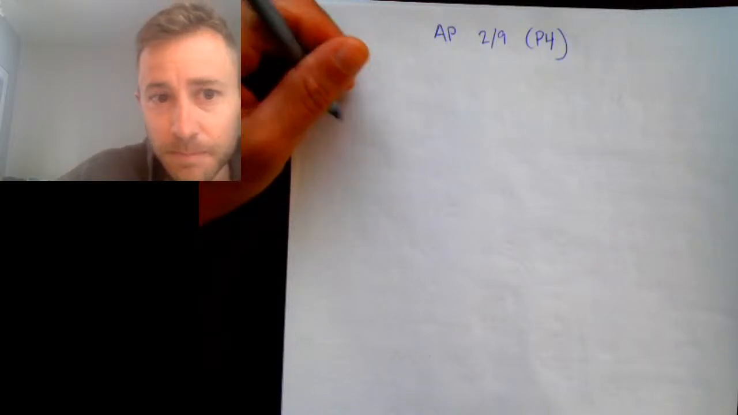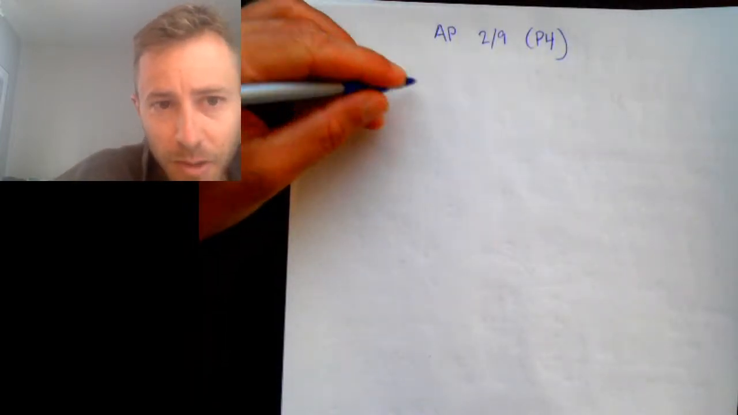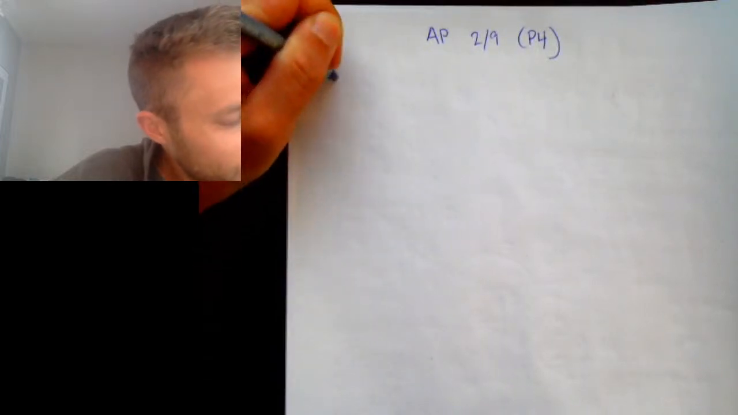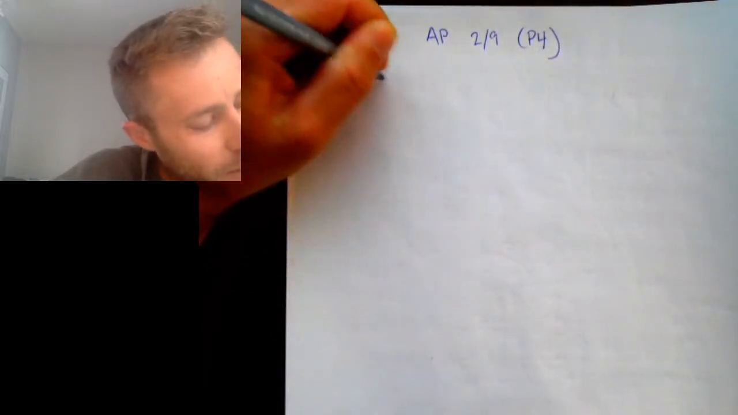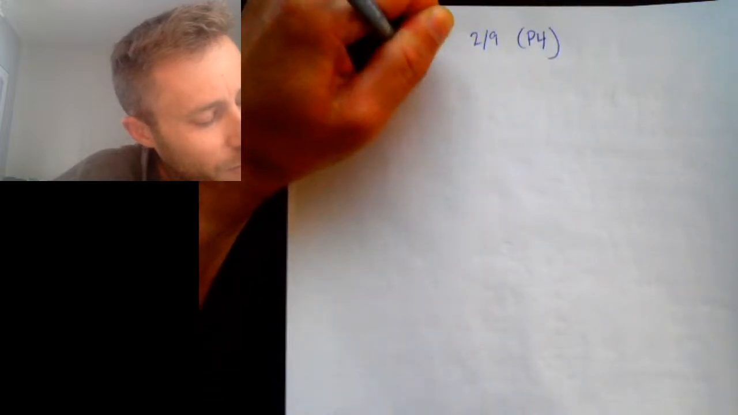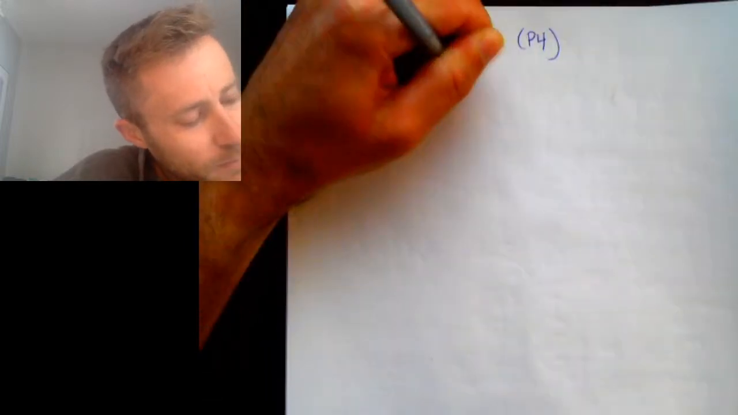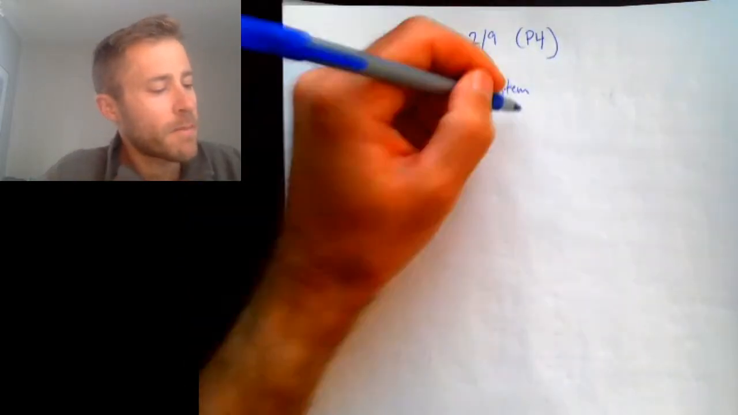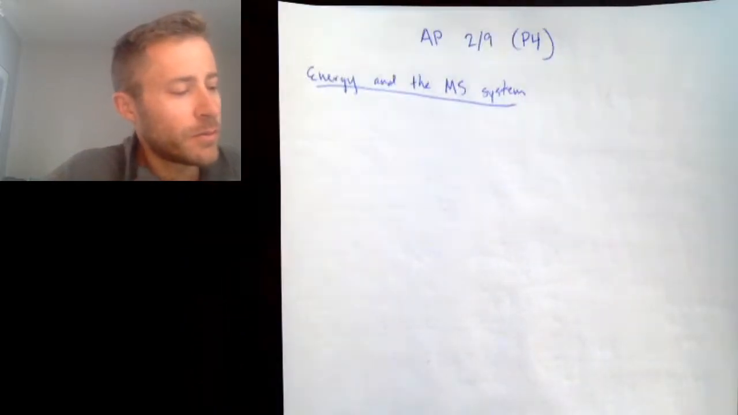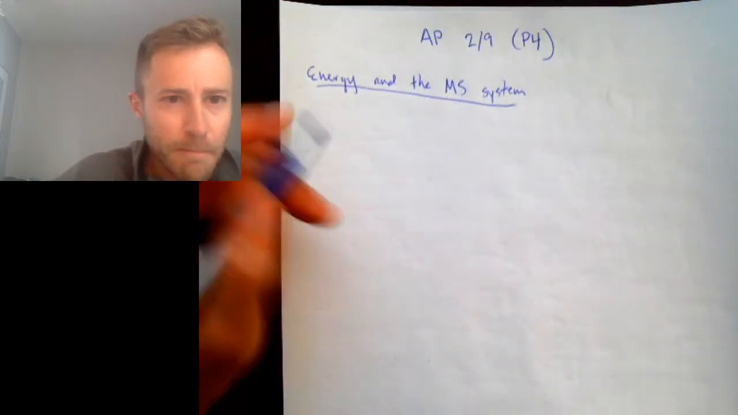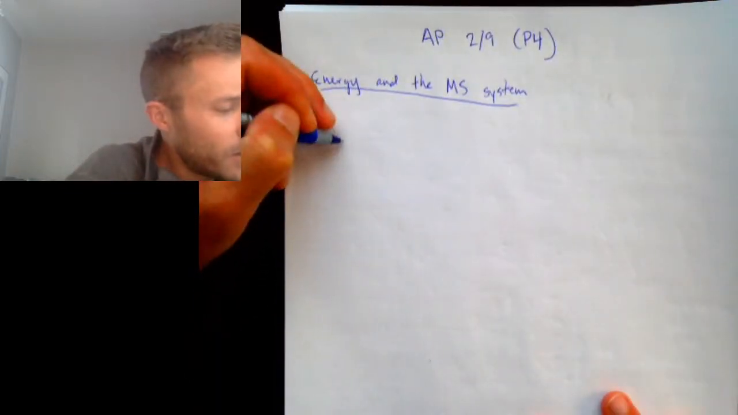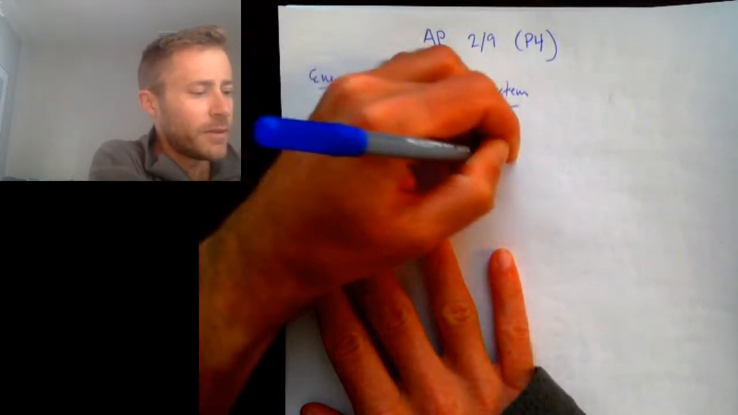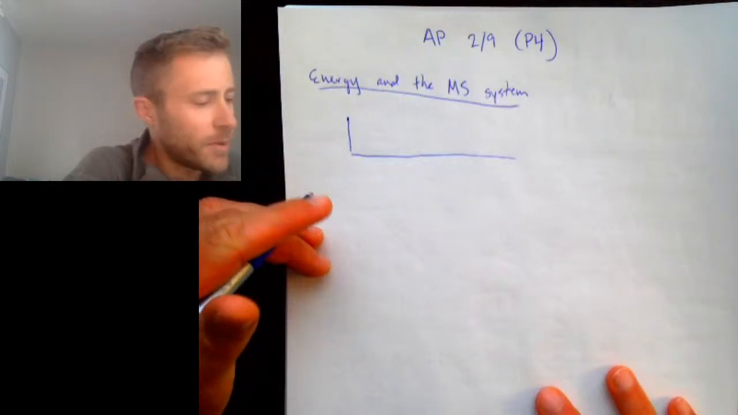Okay, so the topic of this week is energy and the mass spring system. That's what we're going to be learning about this week. So let's suppose we have a mass spring system.